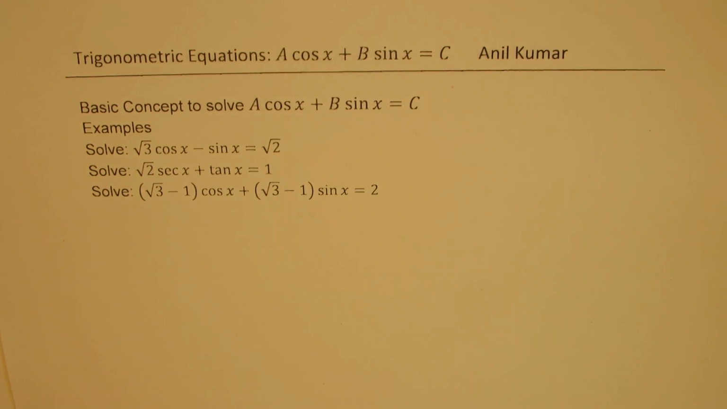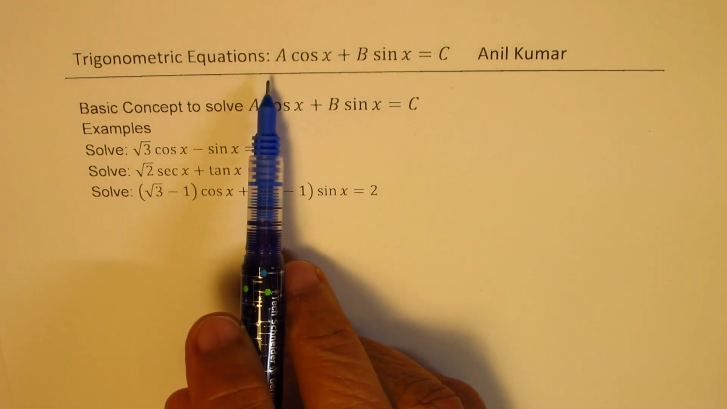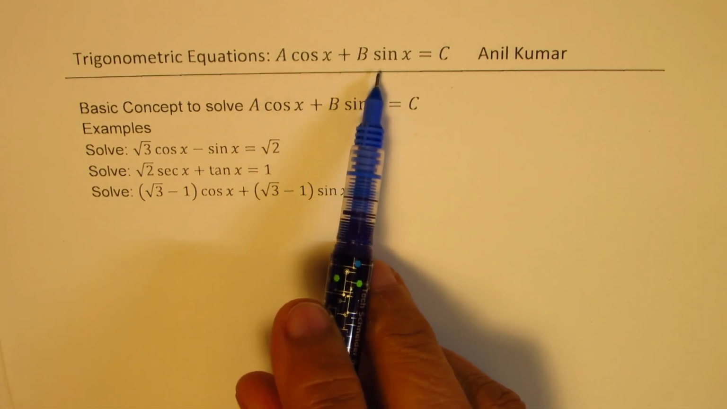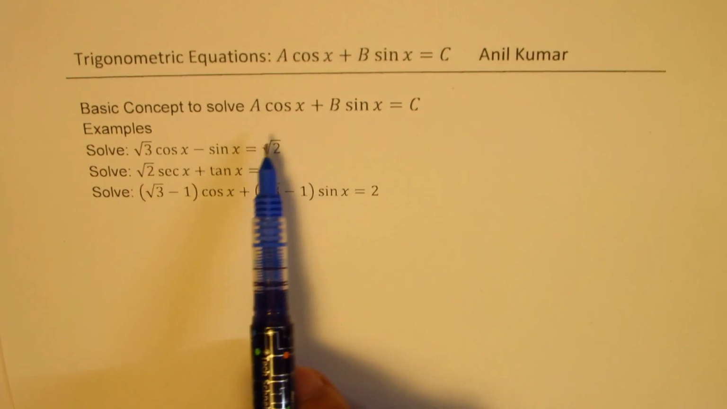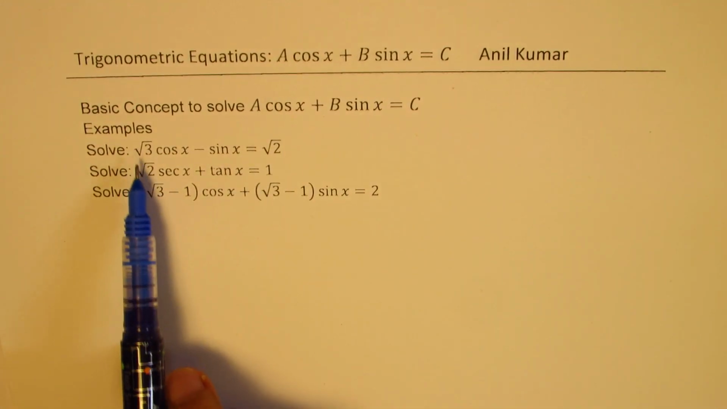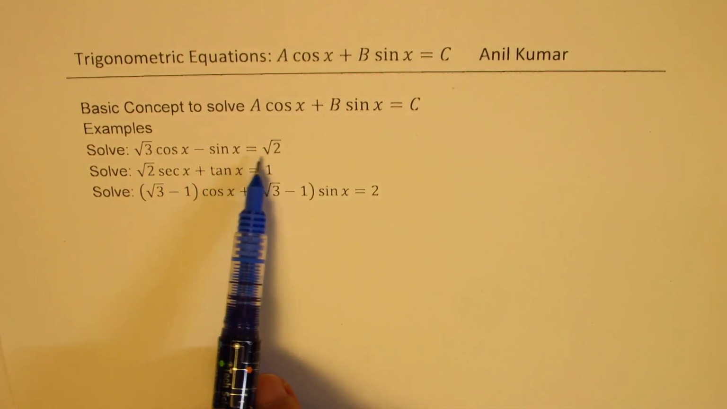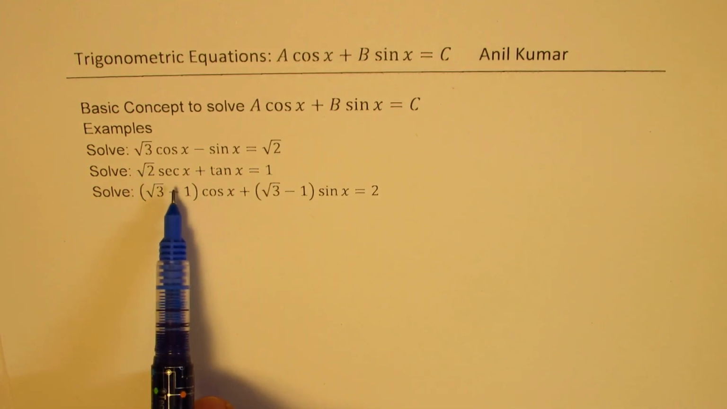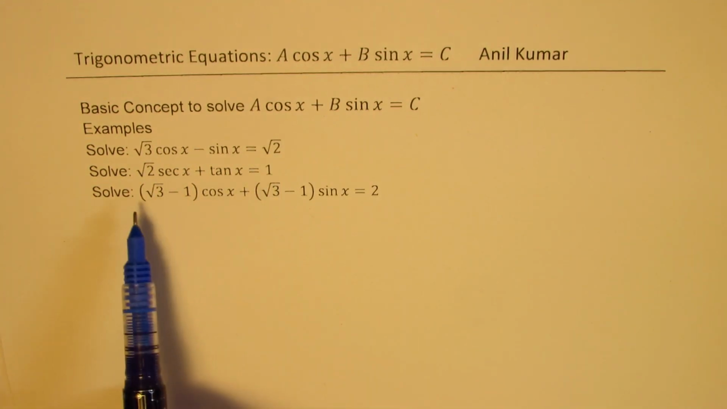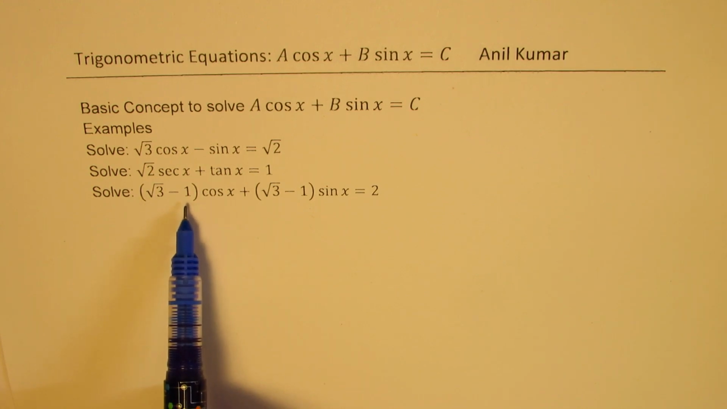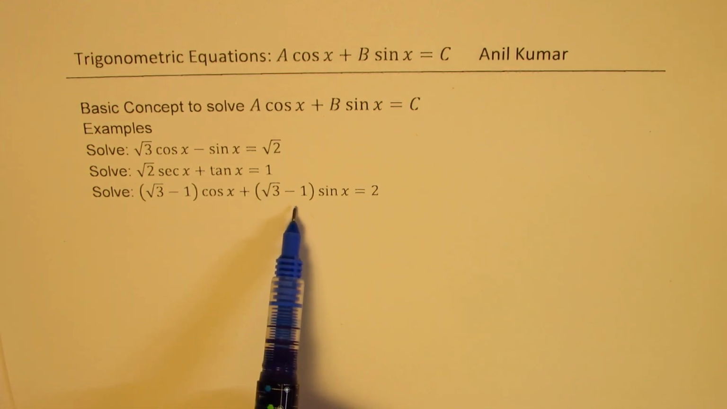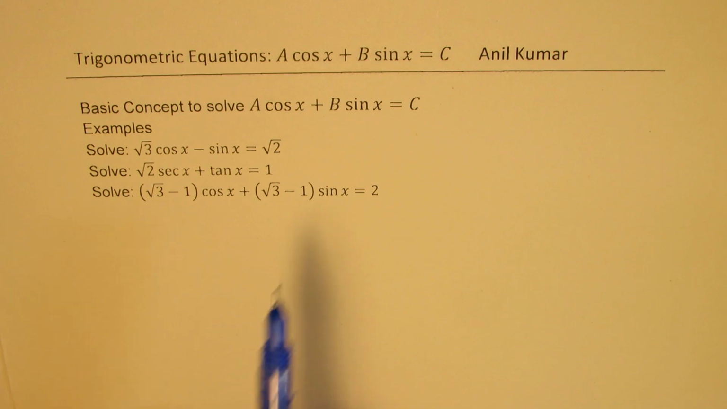In this video, we'll discuss a very special equation which is of the type a cos x plus b sin x equals c. We have three examples: square root 3 cos x minus sin x equals square root 2, square root 2 secant x plus tan x equals 1, square root 3 minus 1 cos x plus square root 3 minus 1 sin x equals 2. So these are three different examples which we are going to take up in this particular case.